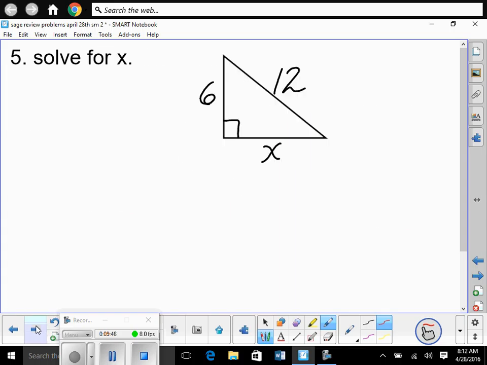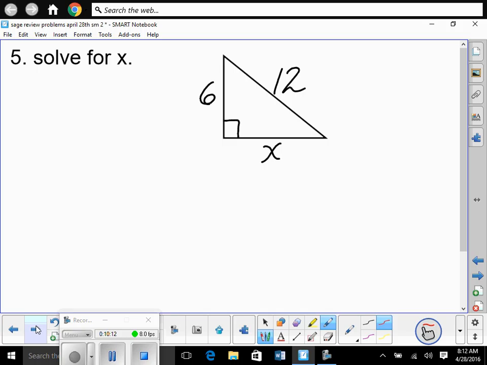All right, solve for x. Look at this picture. Isn't this side lengths of a right triangle? Yes, right? Side lengths of a right triangle. If you have two sides of a right triangle, either the hypotenuse and a side or two sides and no hypotenuse, and it's a right triangle, only if it's a right triangle, and it is, then you can use the Pythagorean theorem. That is only for sides of a right triangle. Now you have to set it up correctly.